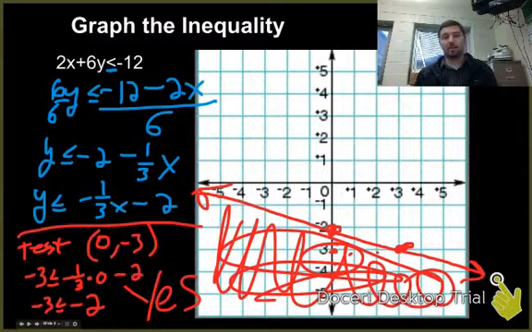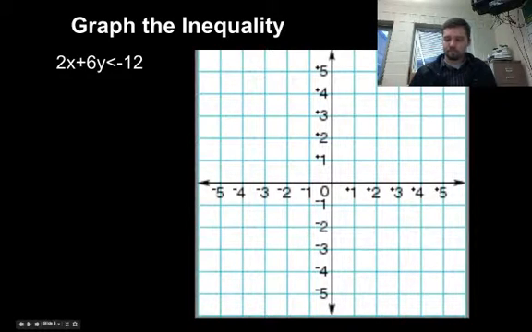The reason I didn't pick 0, 0 is that I knew it would fail. We just did an example where the point failed. So that's why I picked 0, negative 3. But really, anytime you can, I think 0, 0 is the easiest point to use. Okay. All right. Let's look at one more example here.